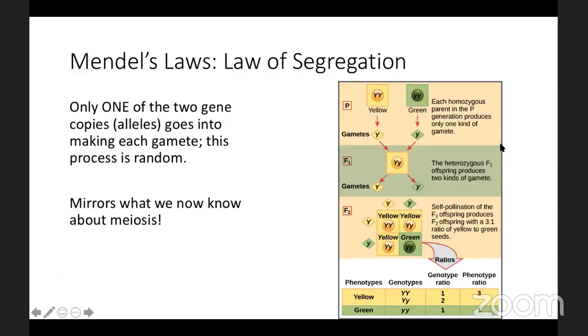So the law of segregation is basically going to say that only one of the 2 gene copies or alleles goes into making each gamete. So if we look at this diagram here, this is coming from the observation, you probably talked about this in your class, where Mendel took true breeding purple plants and bred them with true breeding white plants. And the idea of inheritance back in the day was that offspring are kind of a blended inheritance situation where kids kind of look a little bit like their mom and their dad.